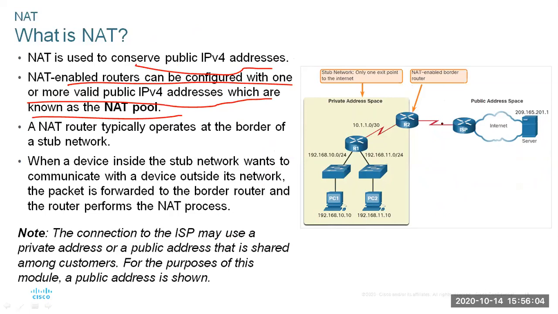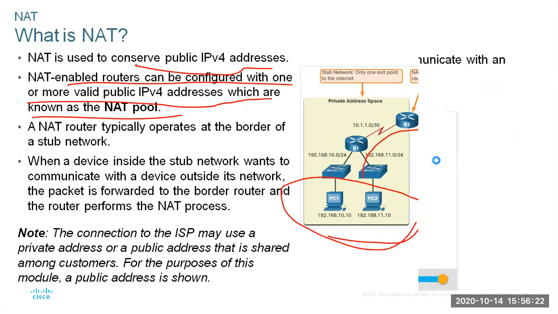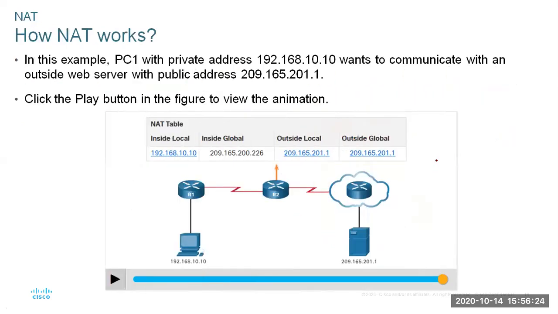So you can have a pool of public IP addresses. If your systems in your LAN here want to go out to the internet, they can pick any of the addresses in the pool, and then they can go out to the internet.